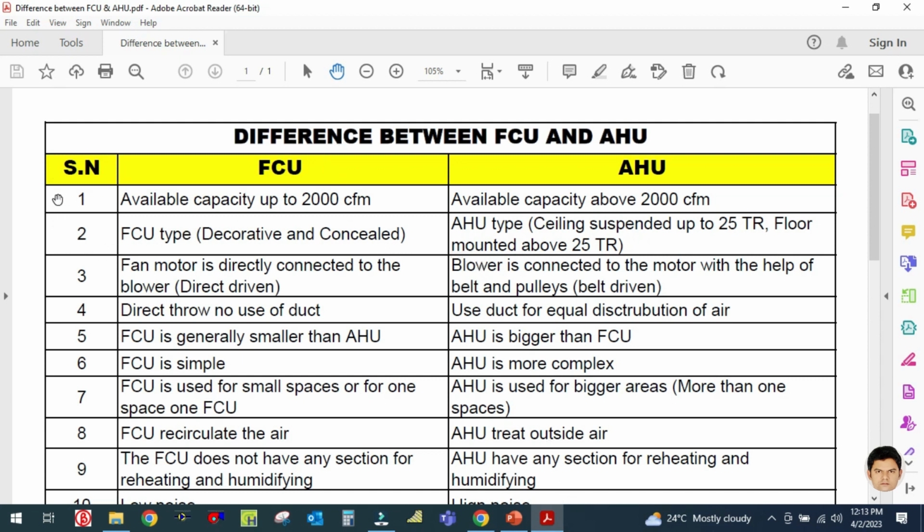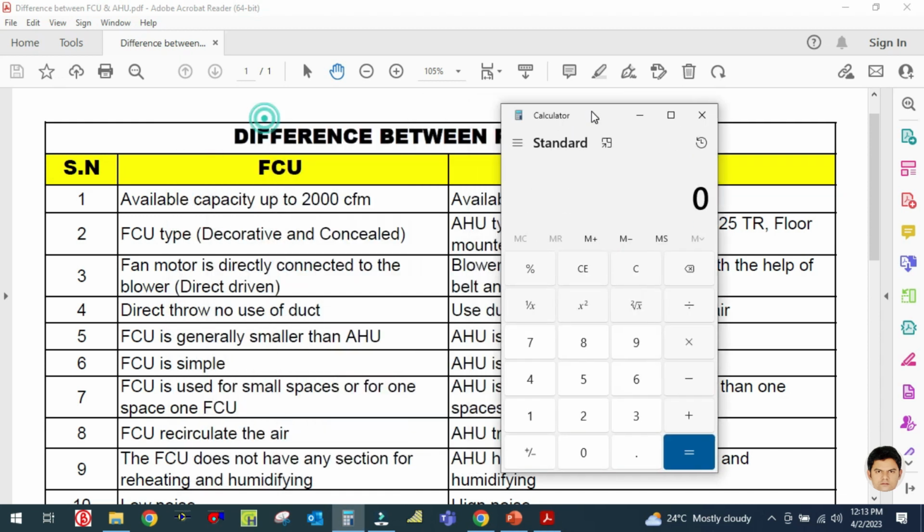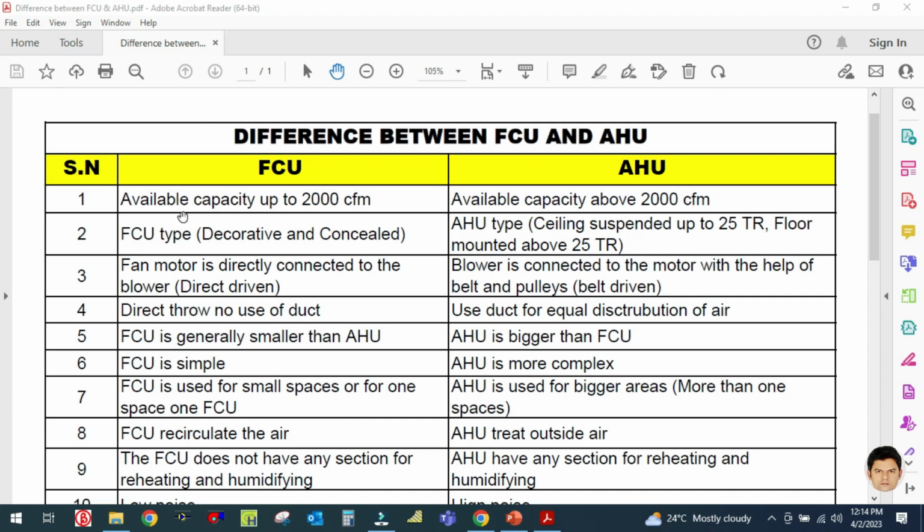Okay, so you can see the first difference is the available capacity of FCU is 2000 CFM. So 2000 CFM is nothing but 5 TR, 2000 divided by 400, that means 5 TR. So the maximum available capacity of fan coil unit is 2000 CFM.